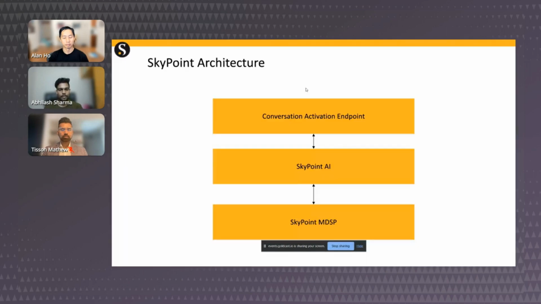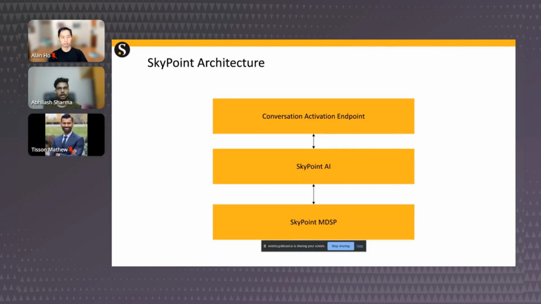So starting with the surface level architecture. From an abstracted point of view, it's a 3-layered architecture. Sitting at the core is the SkyPoint MDSP, which is the lakehouse or the data warehouse in legacy terms. SkyPoint AI interacts with SkyPoint MDSP and gathers the insight that it needs. To understand what SkyPoint AI needs to gather, it gets that from the activation endpoint. An activation endpoint can be thought of as a distribution channel.